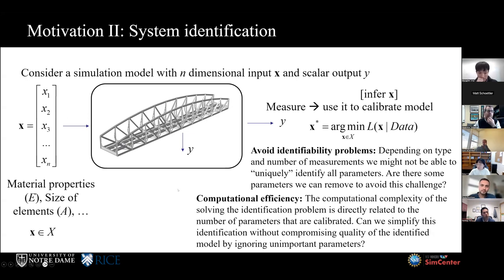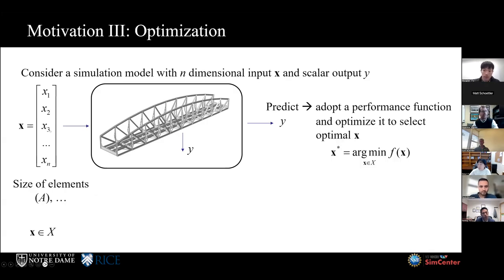But more importantly, you might ask the question: can I improve computational efficiency without really sacrificing the quality of my calibration if I don't try to identify all parameters, but I focus on some of them? And lastly, third example, optimization.